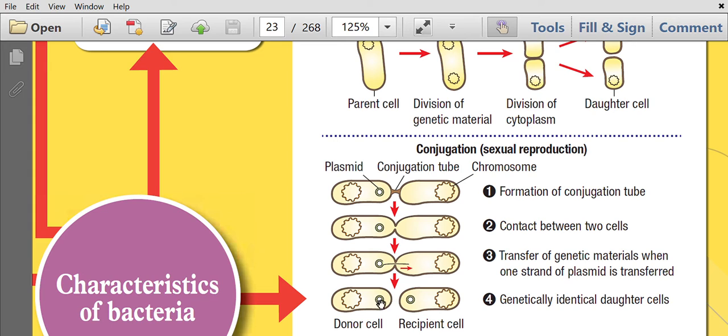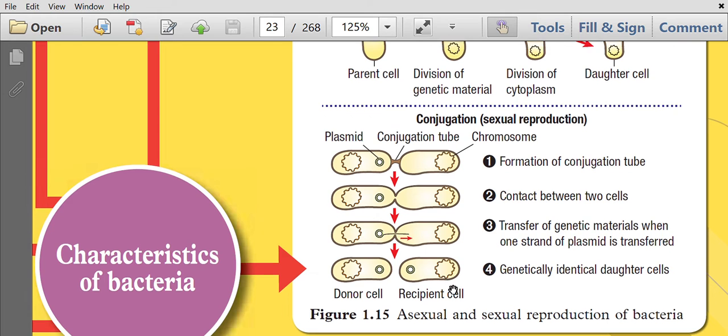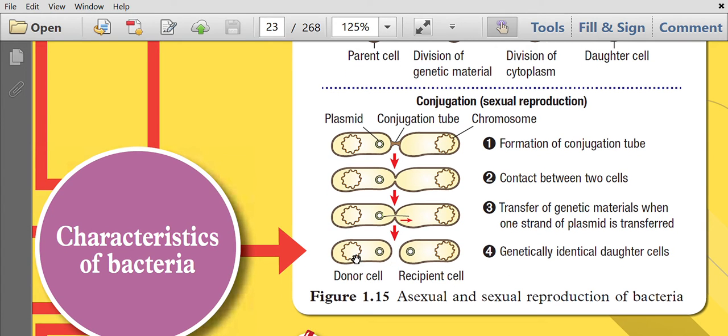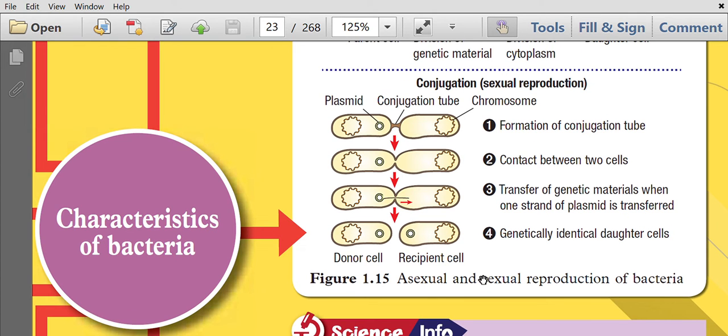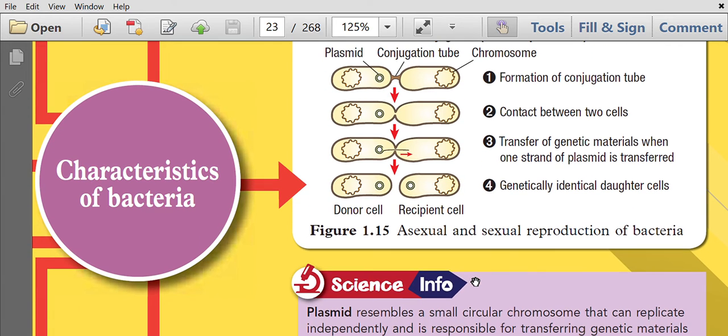So the two daughter cells will have different genetic material from the parent cell. In binary fission, genetically identical daughter cells are formed. So in conjugation they are not identical, but in binary fission both of them are identical. Okay, conjugation, sexual and asexual reproduction of bacteria.